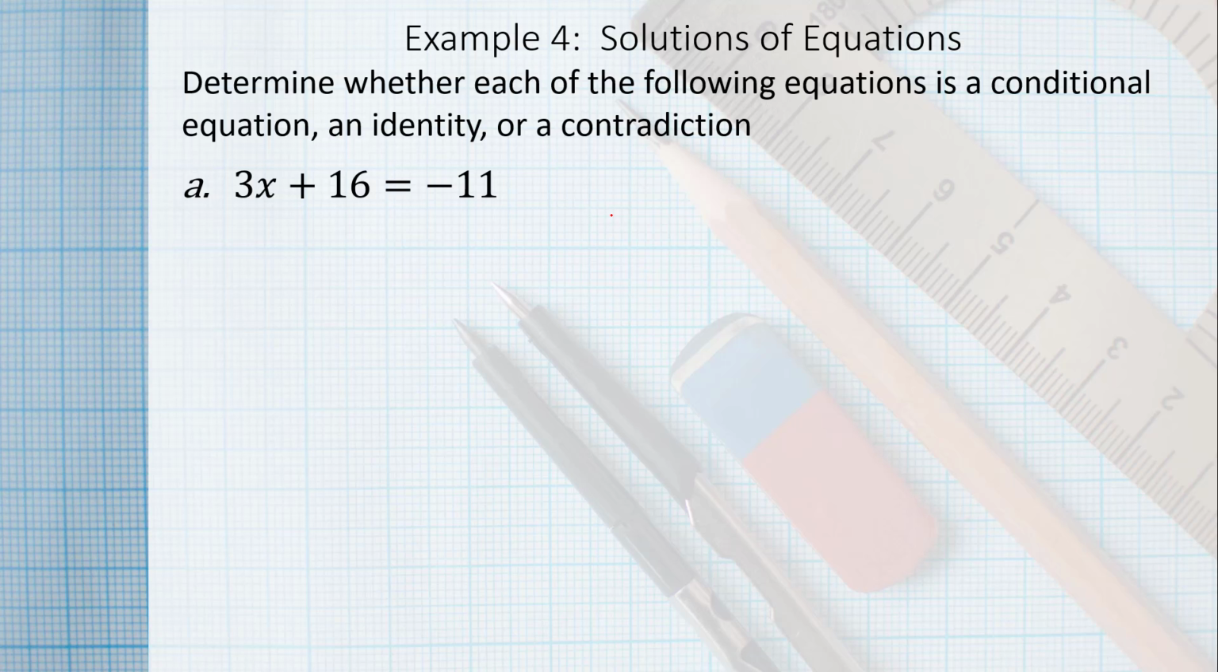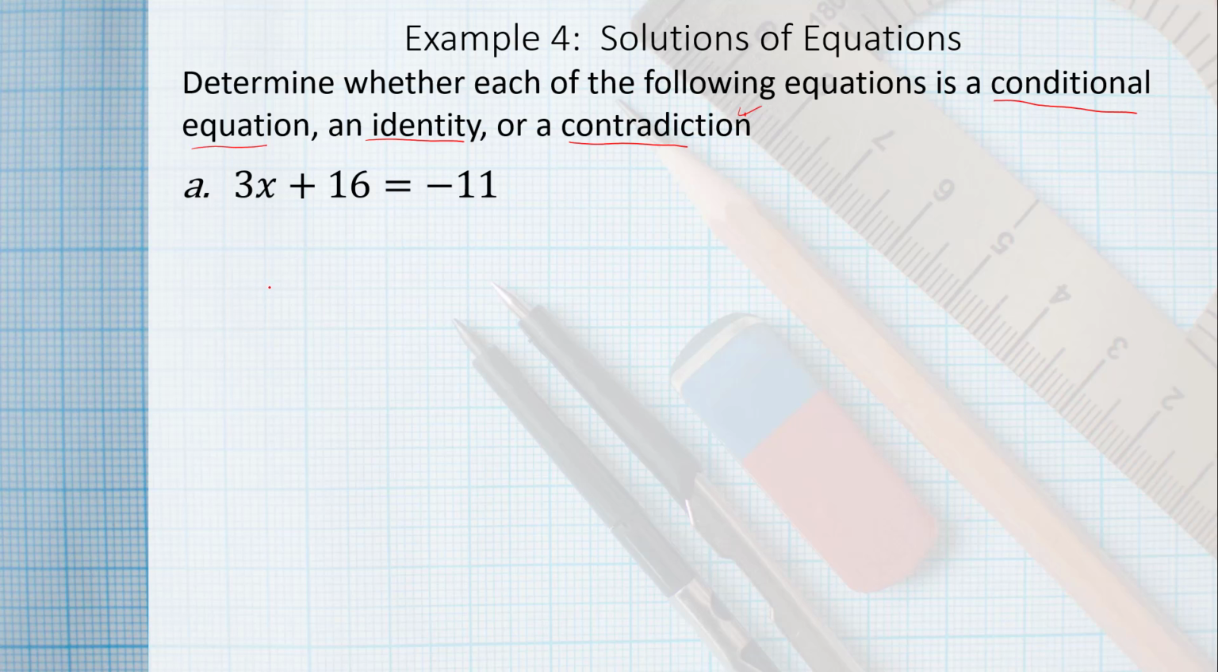Okay, we have two examples and then we are done. Here is our first example. You're going to have two equations, and we want to determine if the equation is a conditional equation, an identity, or a contradiction. And how do we do that? Well, we start off with the equation and we try to solve it and we see what happens.